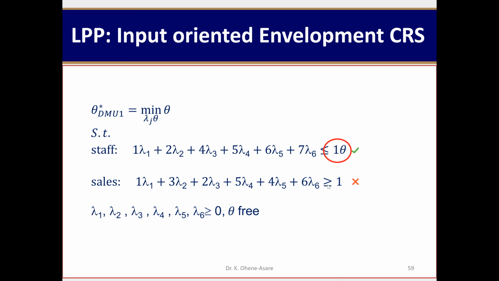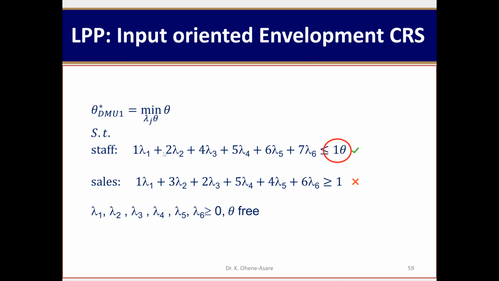And this should be greater than or equal to 1. Now, if it is greater than 1, let's start with if it is equal to 1. What does that mean? It means that all the left-hand side are equal to the right-hand side, and so that will mean that that particular firm is efficient. But if it is greater than 1, what it means is that that firm is inefficient, because it's not been able to utilize it.